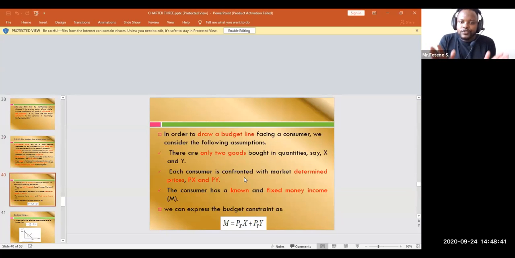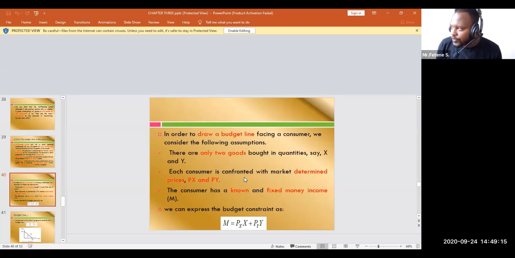In order to draw the budget line facing a consumer we consider the following assumptions. The first one: there are only two goods, both in the quantity say x and y. In this case x and y are two commodities, so in order to draw the budget line there should be only two commodities or goods.